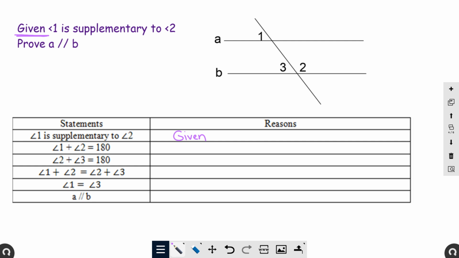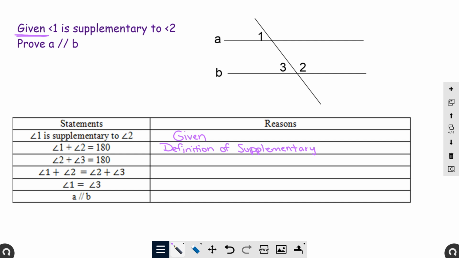So the next statement says angle 1 plus angle 2 equals 180. Why can we do that? Exactly. Good. I'm glad you remembered. This one is the definition of supplementary. Because what does it mean to be supplementary? You add them up to equal 180, right? So it says these are supplementary, so we can take them and add them to equal 180.